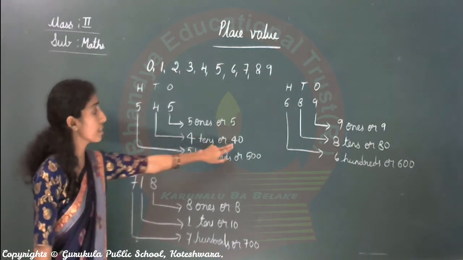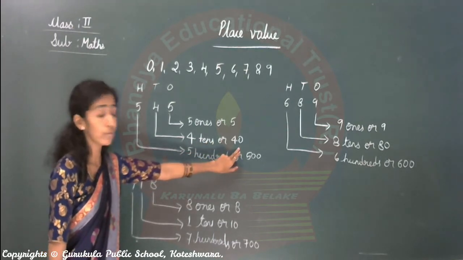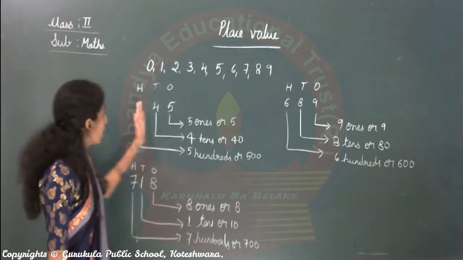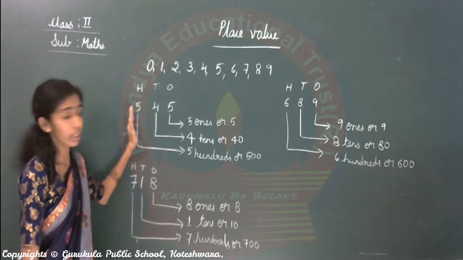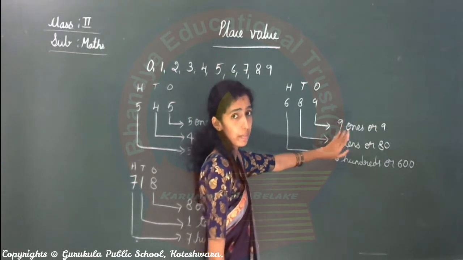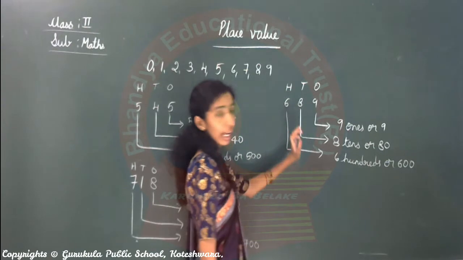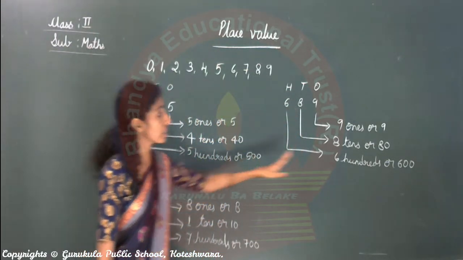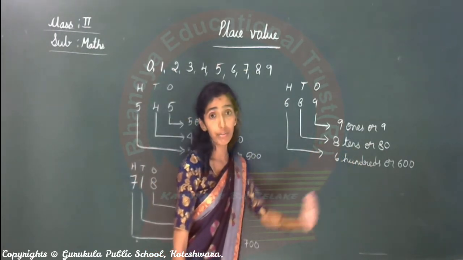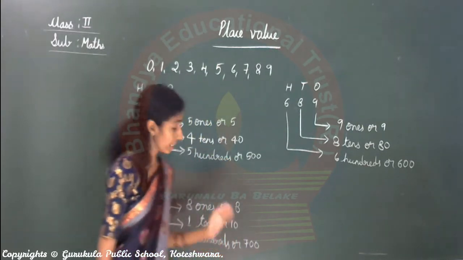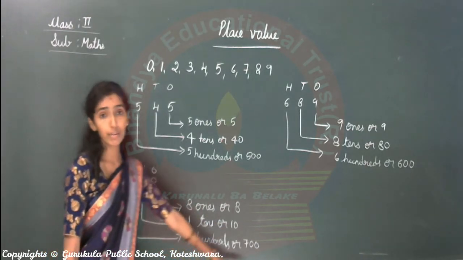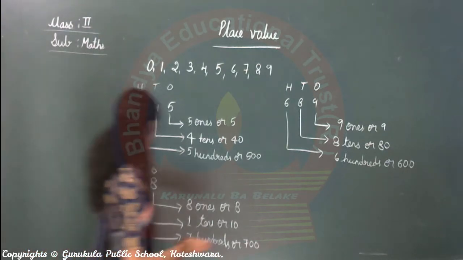Understood? Now here, 4 tens means it is 40. Place value is 40, face value means 4 will come. Here 500, 5 hundreds means 500, but face value will be 5 only. In the same way, 9 ones means 9, the place value; face value also same, 9. But this 8 tens is 80, but face value is 8 only. Here 600 means 600, but the face value is 6. Like that, the same thing. Here 8 ones is 8, 1 tens is 10, 700 is 700. Understood, children? Next, take one more example.